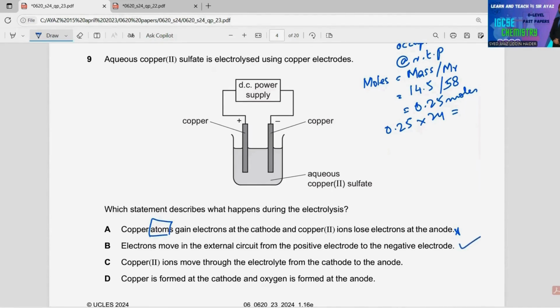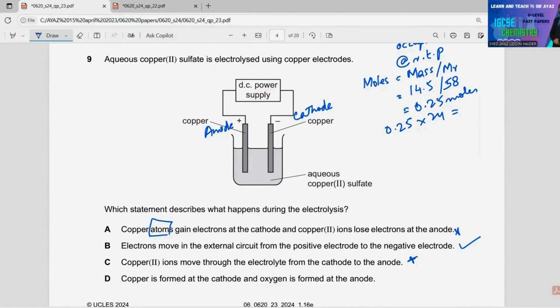This statement looks correct to me, because the positive electrode is this. You see the positive electrode is the anode and the negative electrode is the cathode, and electrons move from anode to cathode. So this statement looks correct to me. For your convenience, I'm reading the other statements also. C. Copper(II) ions move through the electrolyte from the cathode to the anode. This is incorrect because copper ions will move from anode to cathode. So C is incorrect.